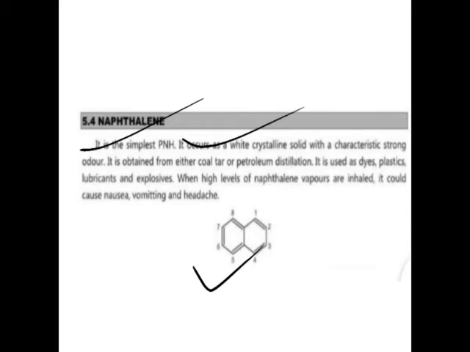It is a white crystalline solid with strong odor. As we have discussed, the polynuclear hydrocarbons are generally obtained from natural sources like coal tar and petroleum. Similarly, naphthalene is also obtained from either coal tar or petroleum by the distillation process. There are different uses of naphthalene. It is used in dyes, plastics, lubricants, explosives, in all of these it is used. When high levels of naphthalene vapors are inhaled, it causes nausea, vomiting and headache.